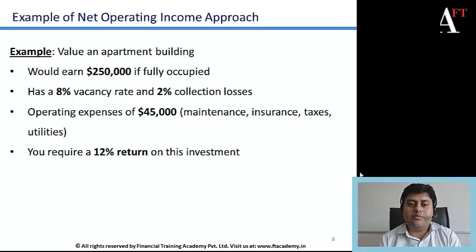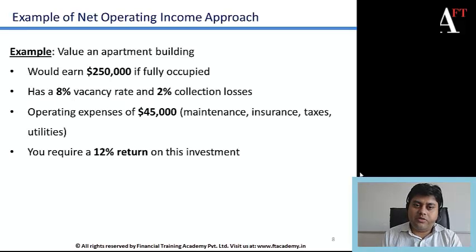We are expecting the apartment building to earn $250,000 if fully occupied, but there is an 8% vacancy rate and 2% collection losses in the property. The operating expenses of the property are $45,000, which includes maintenance charges, insurance, taxes, utilities, etc. And our required rate of return on the property is 12% on this investment. So let's value this property.